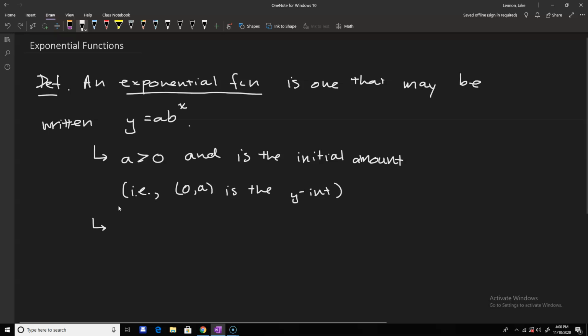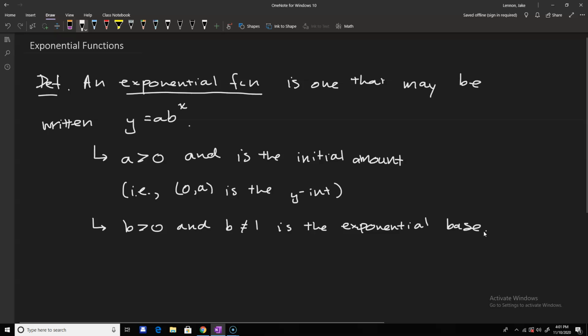And b, which is the exponential growth, the exponential base, it has to be positive, and it also cannot be equal to 1. If it were equal to 1, then 1 to the x is just always 1, so that's not interesting. You would just end up with a constant function. So this is known as the exponential base.